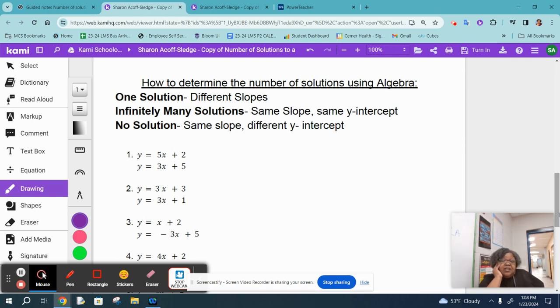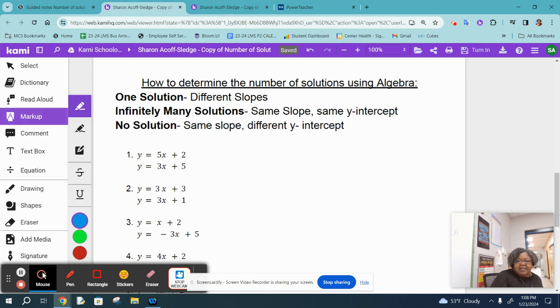So how do you determine the number of solutions using algebra? One solution: different slopes. So if the slopes are different, you don't have to do anything. Infinitely many solutions: the same slope and the same y-intercept, meaning your lines are identical. And then no solution: same slope, different y-intercept. Underline it, circle it, highlight it.